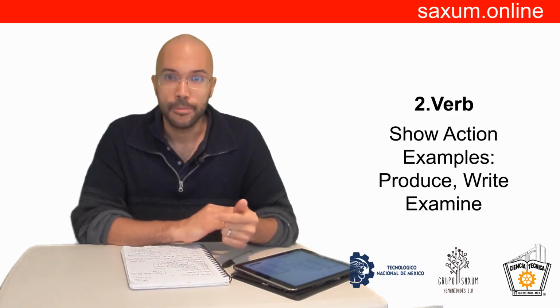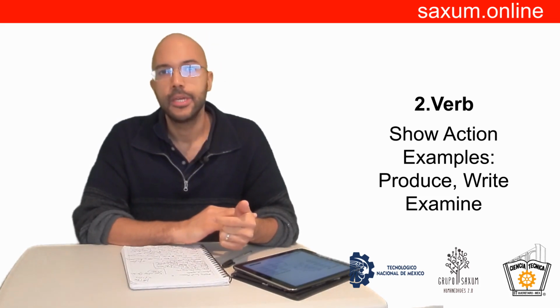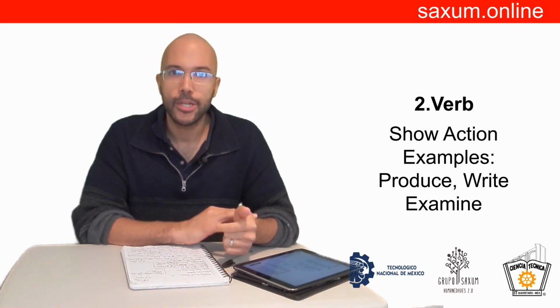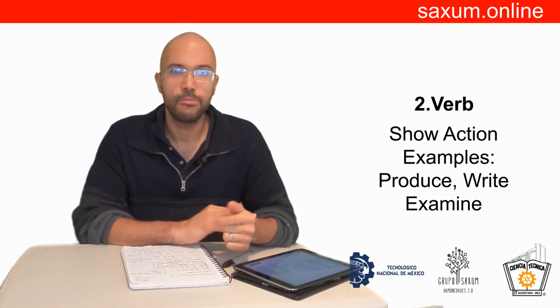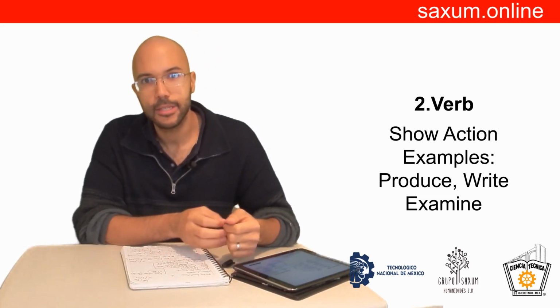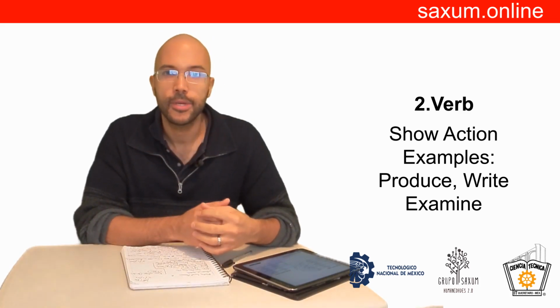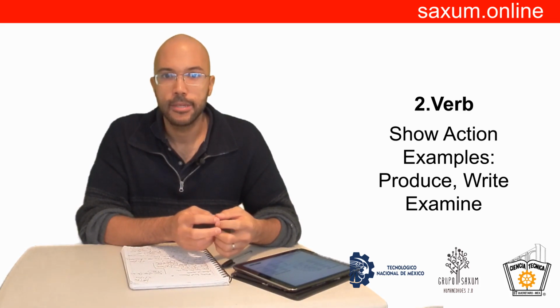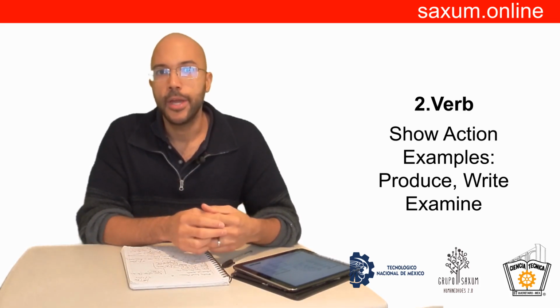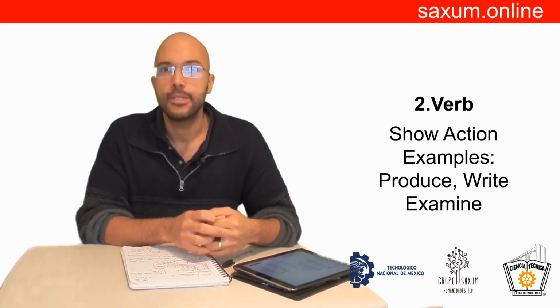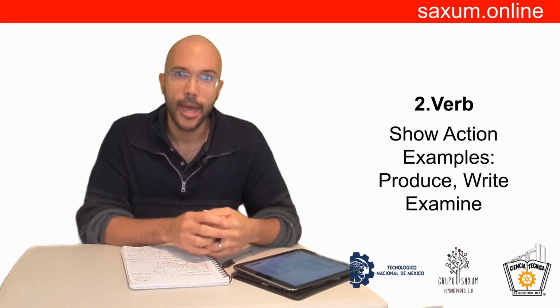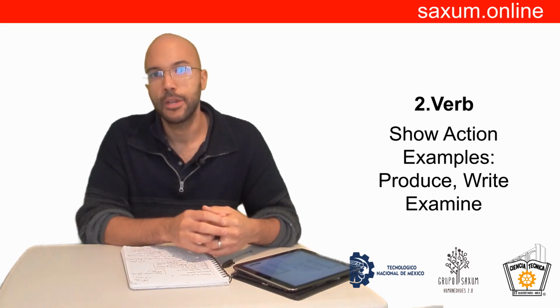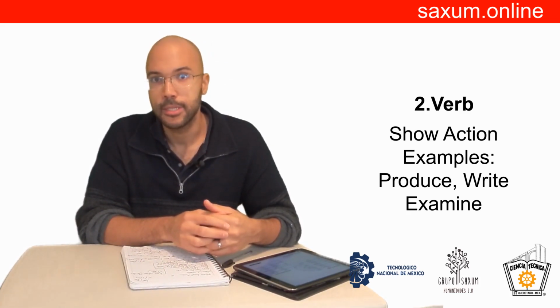Okay? Then we have verbs. Verbs. These are words that show action, okay? So produce, write, examine, visit. These are all words that show action, and you identify them in the sentence because you can always see that someone is doing this action, okay? Which means that a verb has a subject in the sentence.